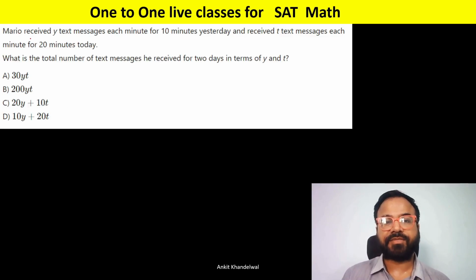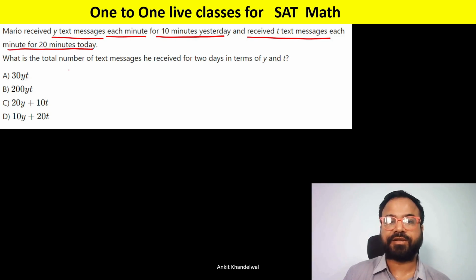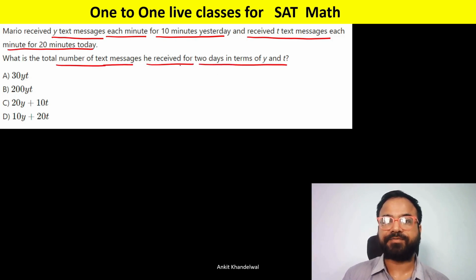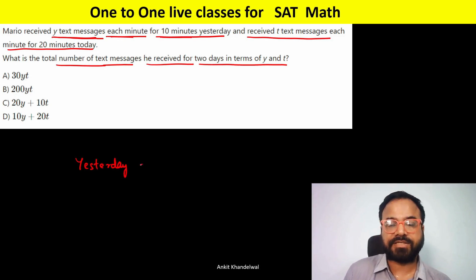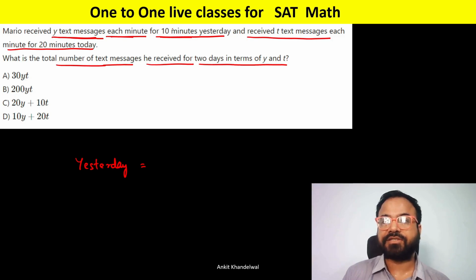Look at this next question. Mario received y text messages each minute for 10 minutes yesterday and received t text messages each minute for 20 minutes today. What is the total number of text messages he received for 2 days in terms of y and t? So yesterday he received y text messages every minute. So in 1 minute y messages, in 2 minutes 2y, in 3 minutes 3y. So for 10 minutes, he will receive 10y messages.